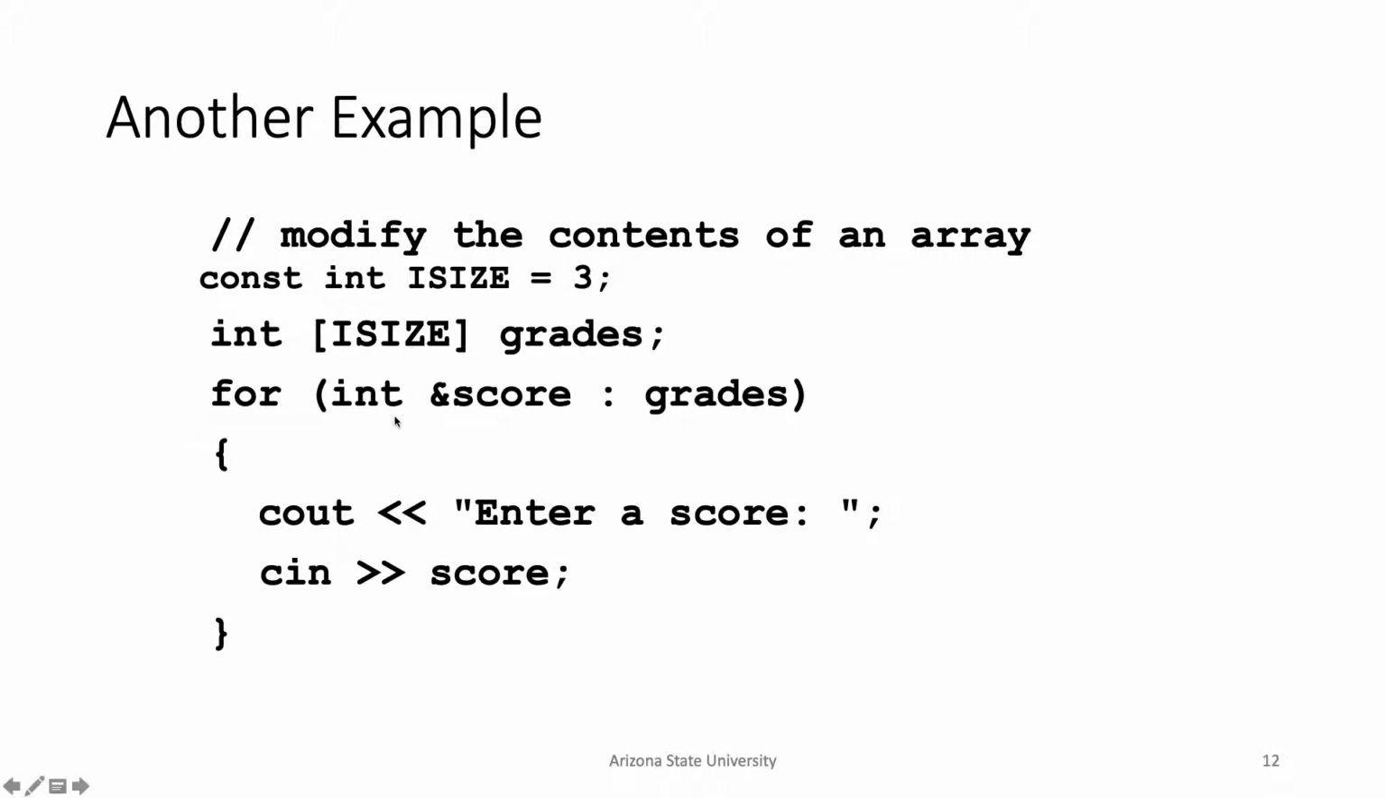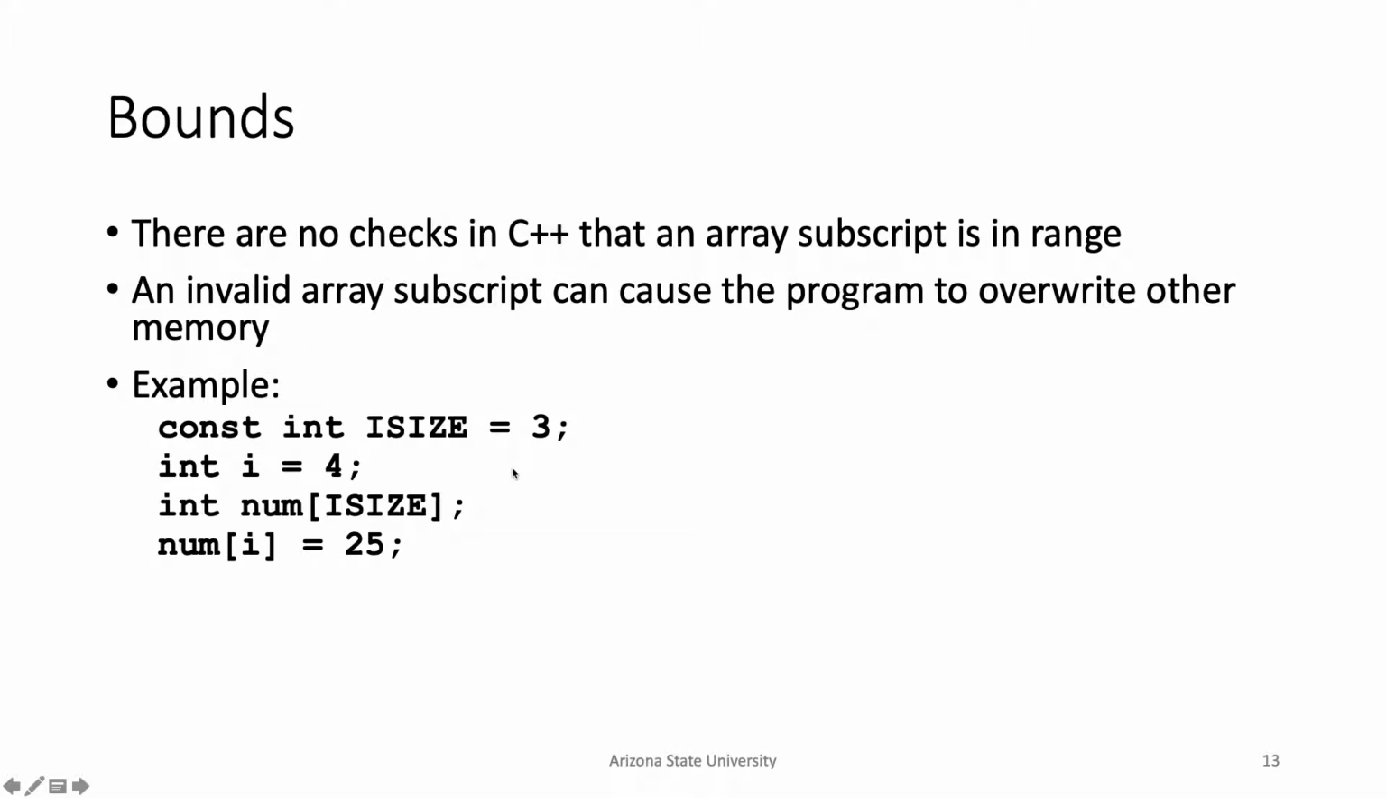You could just say for int i equals 0, i less than the number of elements, i++, and then cin into grades of i, grades at index i. That'll do the exact same thing. But this is just a little cleaner to do it this way. Okay, so we went into much detail last time over this, so hopefully we all understand this.